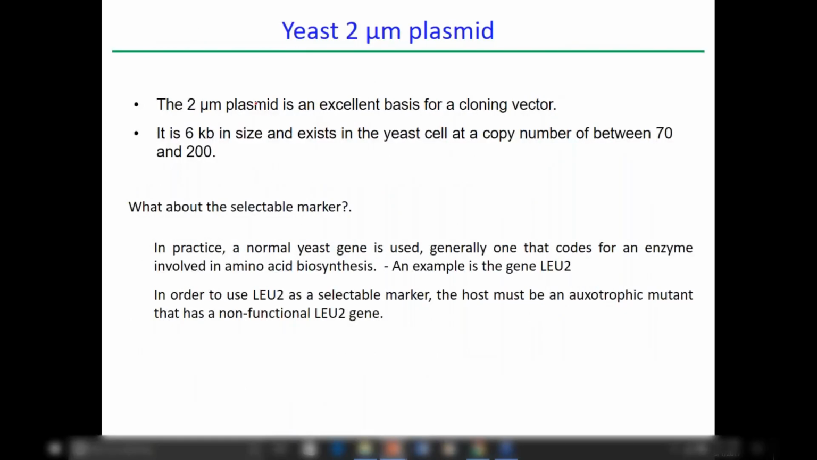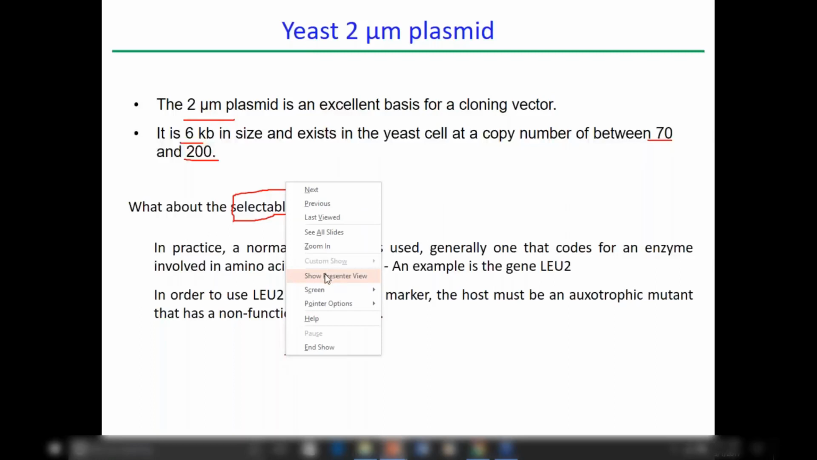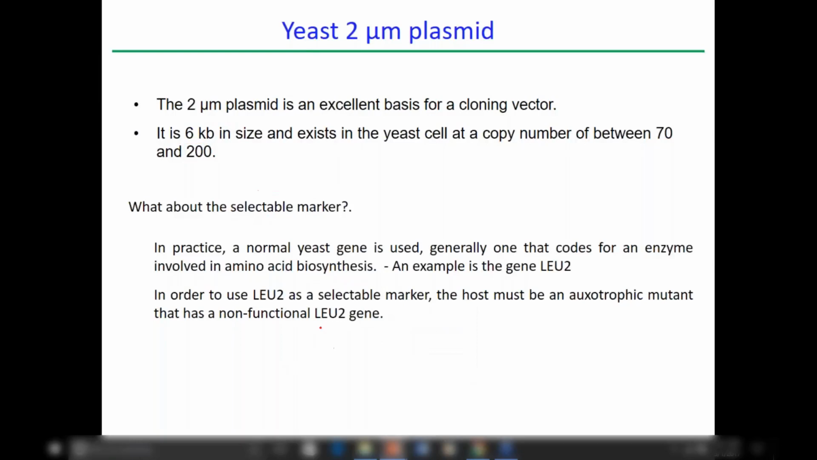Yeast 2 micrometer plasmid. It is excellent for cloning. It is 6000 base pair. So it can have a copy number of 70 to 200. It is a very high copy number. So like others, what about the selection marker? This is very important. Even if I can clone, I need to identify the recombinant DNA. So here I want everyone to listen carefully.